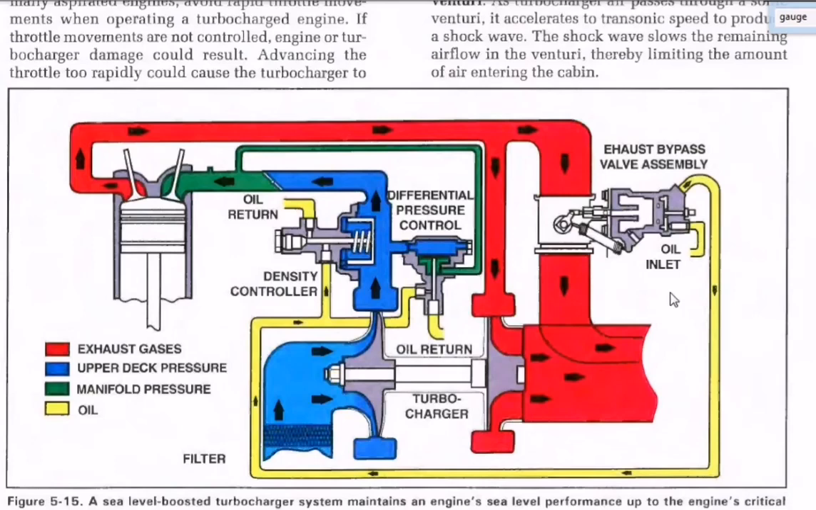So here we have another system, a sea level boosted turbocharger. It maintains an engine's sea level performance up to the engine's critical altitude. That is like the graph I showed earlier. Here we have the density controller and here we have the differential pressure control. The density controller is going to compare the density of the upper deck with the nitrogen stored in the bottle right here.